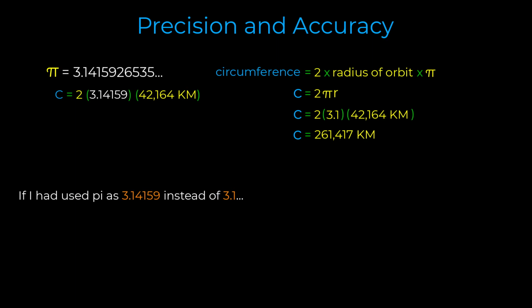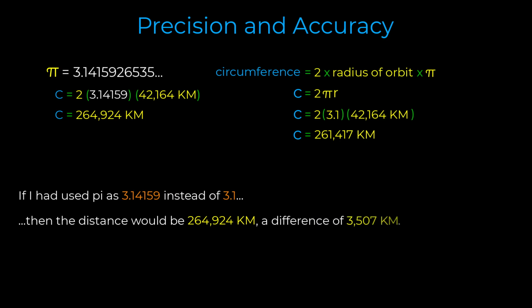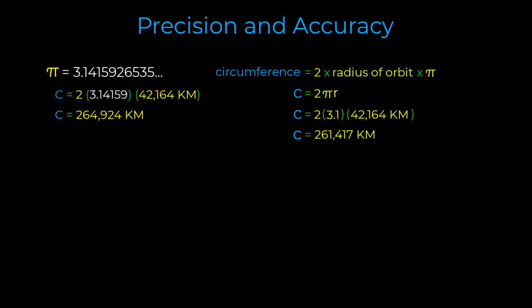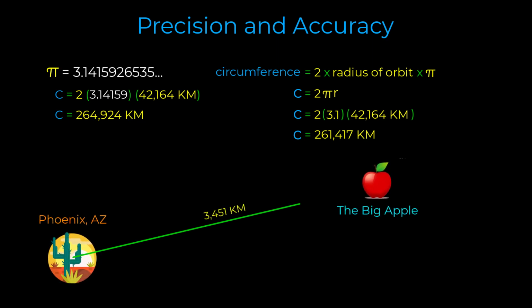If I had used pi as 3.14159 instead of 3.1, then the distance would be 264,924 kilometers, a difference of 3,507 kilometers. To put 3,507 kilometers in perspective, it is a little more than the straight line distance between Phoenix, Arizona and New York City.